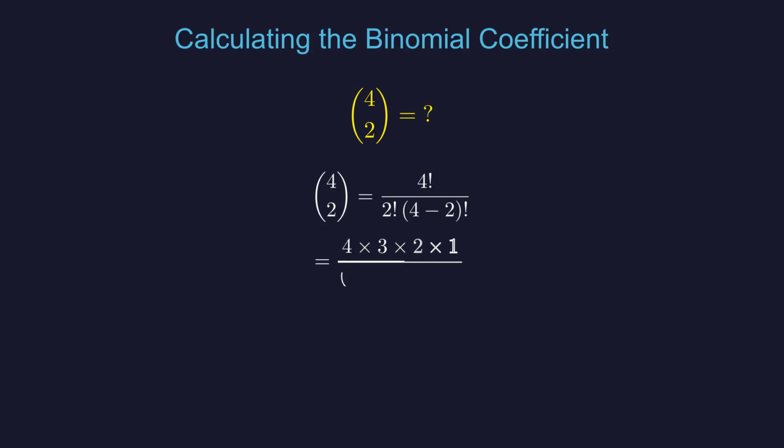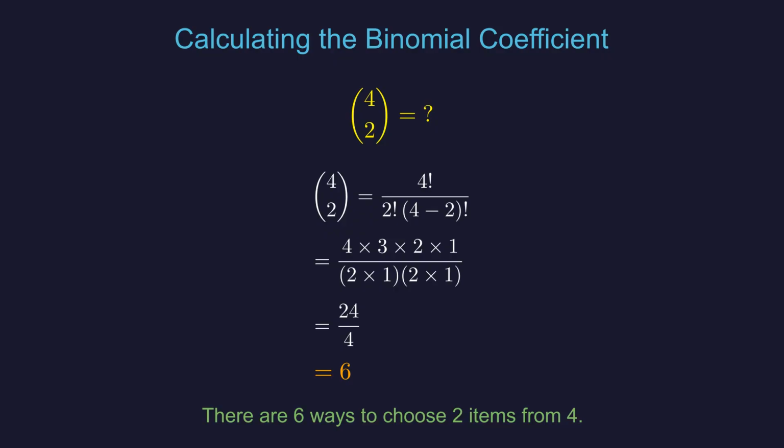Let's see a concrete calculation of the binomial coefficient. How much is 4 choose 2? We write out the formula, 4 factorial over 2 factorial times 2 factorial. Expanding the factorials gives 24 divided by 2 times 2, which is 24 over 4, equaling 6. This means there are 6 distinct ways to choose 2 items from a set of 4.